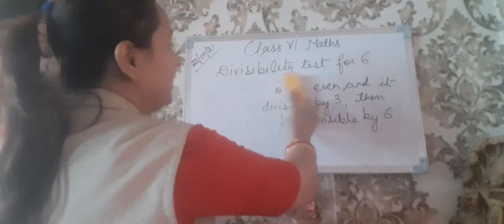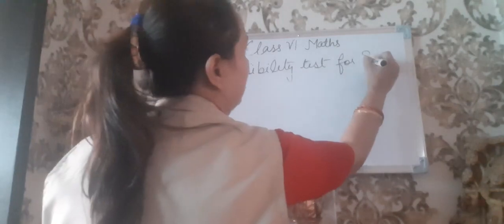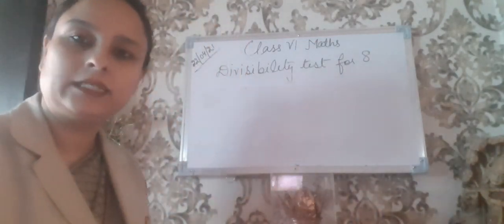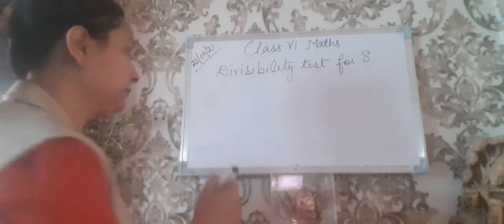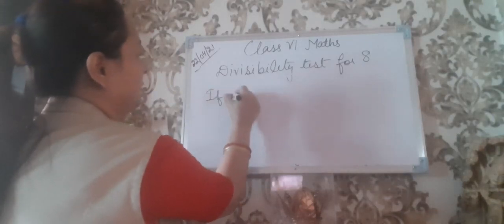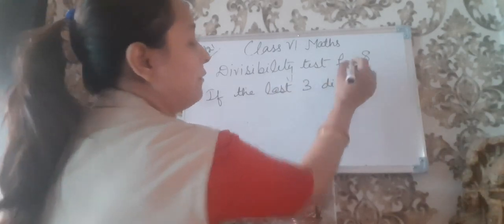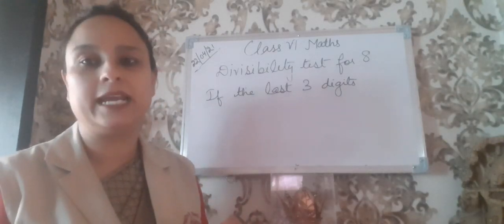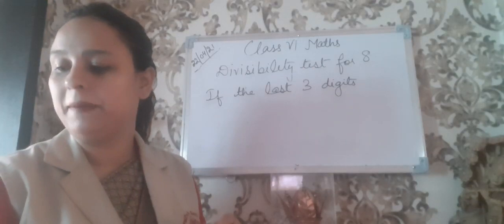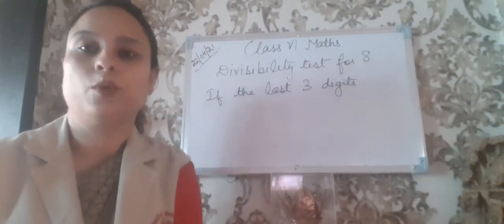Next we come to 7. First of all, there is no divisibility test for 7. Next is 8. So what is the divisibility test for 8? It will be: if the last 3 digits, you remember for 4, we checked whether the last 2 digits are divisible by 4 or not, right? So here we will check if the last 3 digits are divisible by 8, then the number will be divisible by 8. Understand? So this is what we will write now.